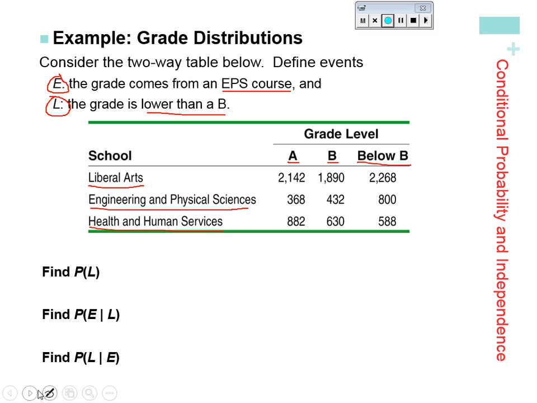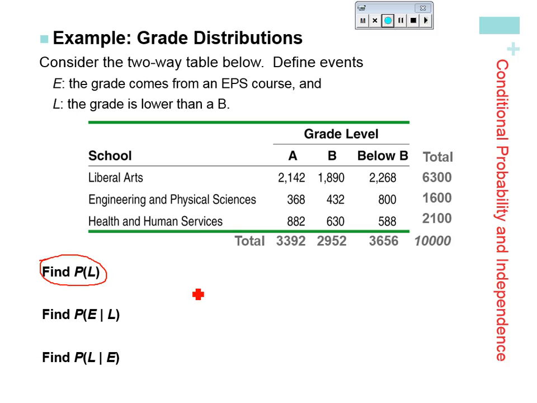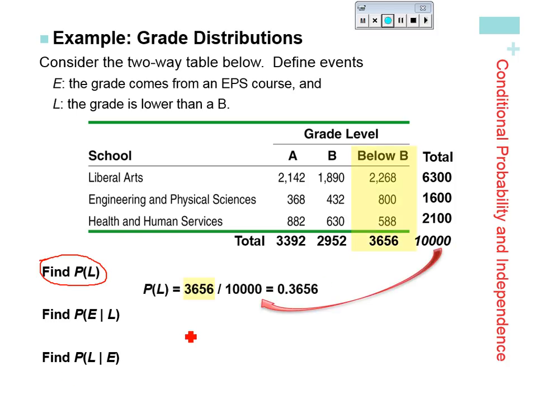So the first part of this here is find the probability of L, meaning find the probability that someone's grade is lower than a B. So you can see here that, and I put the totals in here for you as well, the probability that someone gets a grade that's lower than a B would be, here's how many students got a grade that was lower than a B, 3,656 out of a total of 10,000 students there. So that's the probability of L.